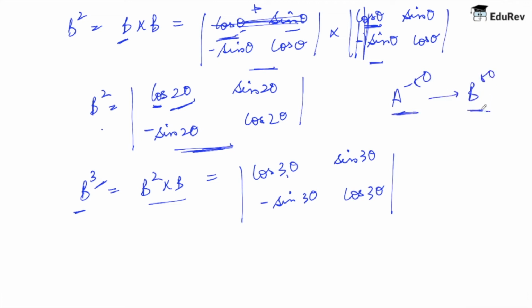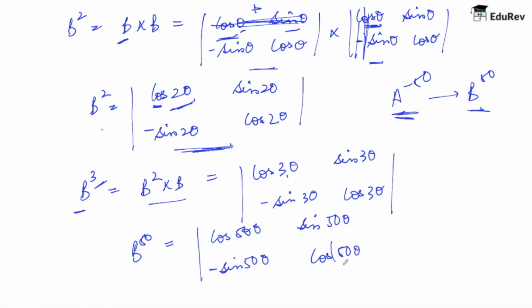So I can write what is b to the power 50, and similarly on that terms only I can find what is a to the power minus 50. So b to the power minus 50 is going to be nothing but cos 50 theta, minus sine 50 theta, sine 50 theta and cos 50 theta. So this is going to be b to the power 50.